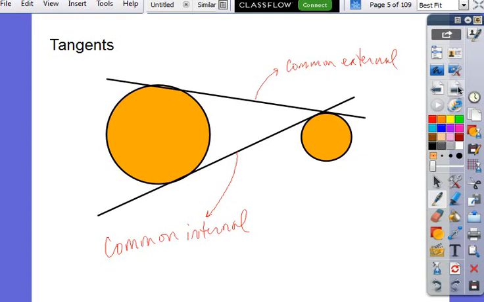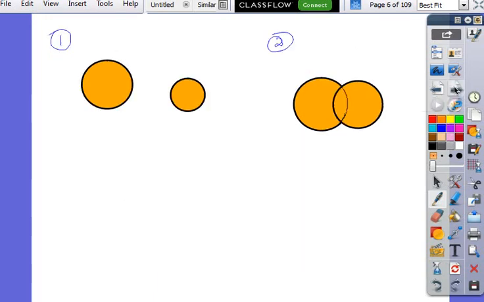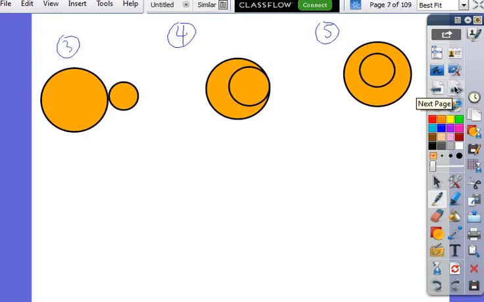Remember, we've got common internal and external tangents. Why is it common internal? Because it's inside, it's in between them. External stays on the outside of both. How many common tangents on the first one? 4. You've got the 2 external and the 2 internal. How many here? 2. Here, 1. Hey, finally, we got to our 1 right there.